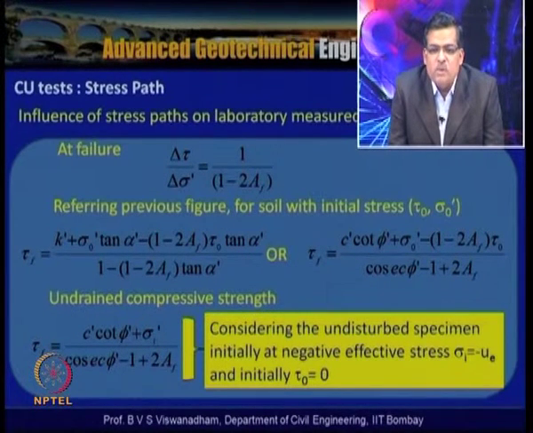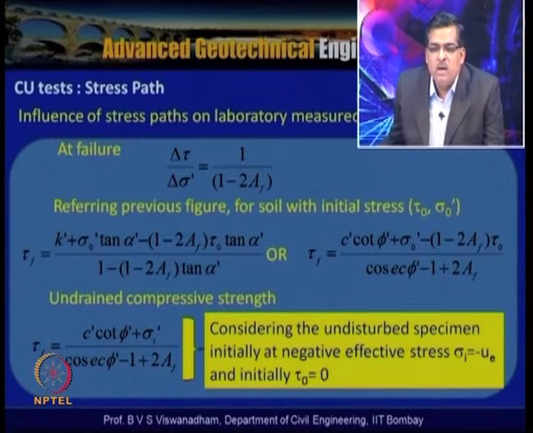So, the undrained compressive strength can be obtained where phi' is equal to 0. The undrained compressive strength can be obtained as tau F is equal to C' cot phi' plus sigma 1' divided by cosecant phi minus 1 plus 2 AF.